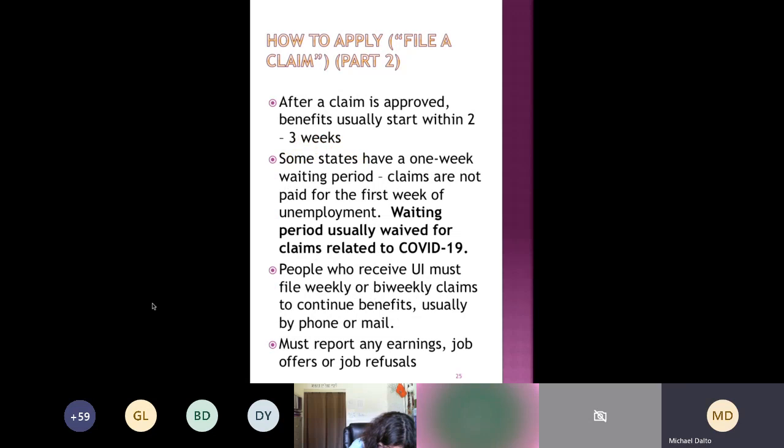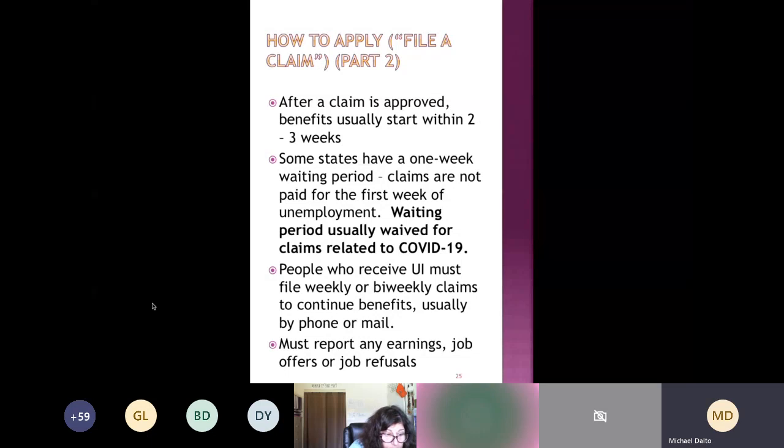So after you've filed a claim, how long does it take for your benefits to start? Ordinarily, usually within 2 to 3 weeks or so, depending on the state. Given the huge volume of claims that are being handled in every state now, I imagine it may take longer.